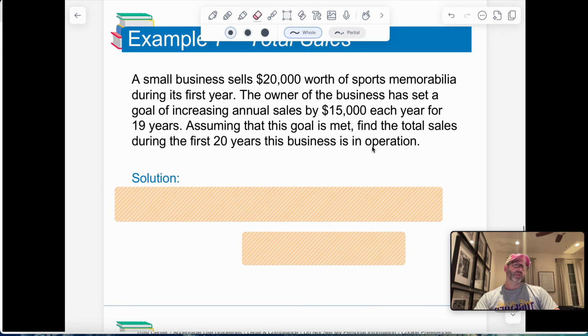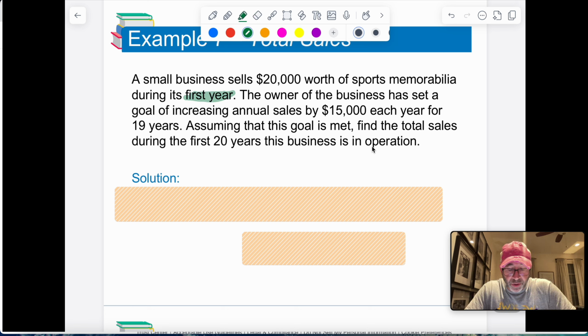So we can use this in bigger picture problems here. Like let's say I was to look at a small business, okay? They're going to sell $20,000 worth of sports memorabilia during its first year. Okay, now there's key words that are taking place here, right? They say first year, $20,000 worth of sales. The owner of the business has set a goal of increasing, so in this case we're talking about a common difference. We're increasing by $15,000 each year for 19 years.